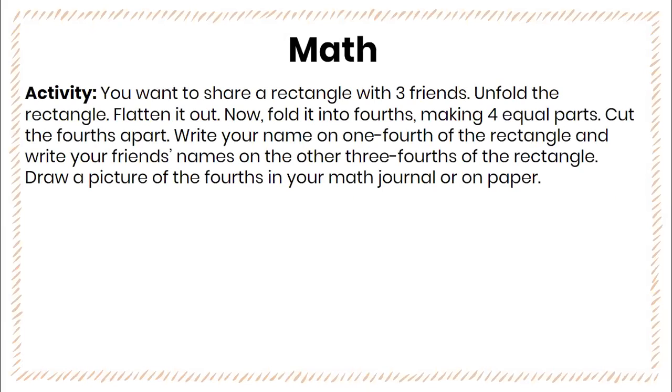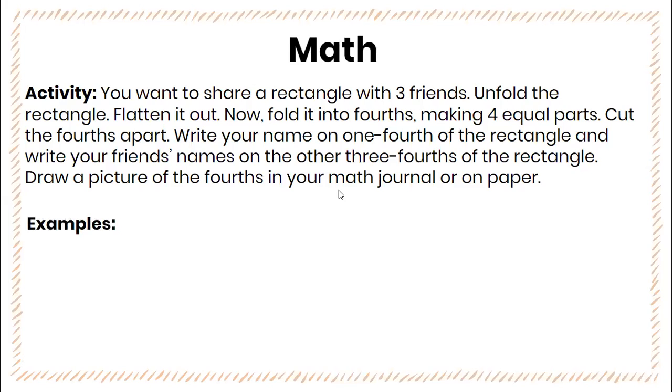Here's your activity. You want to share a rectangle with 3 friends. Now grab that rectangle you cut out, unfold it, flatten it out. And now fold it into fourths, making 4 equal parts. Cut the fourths apart. Write your name on 1/4 of the rectangle and write your friends' names on the other 3/4 of the rectangle. Draw a picture of the fourths in your math journal or on paper.